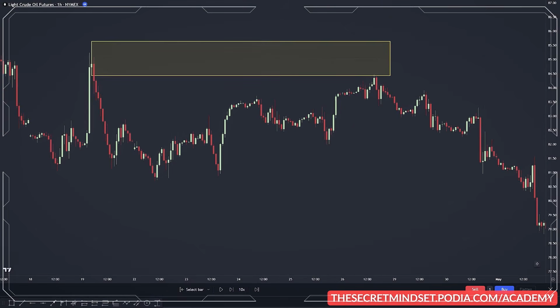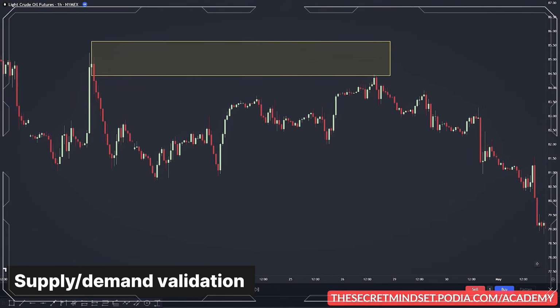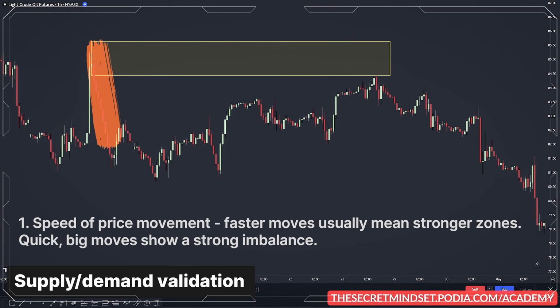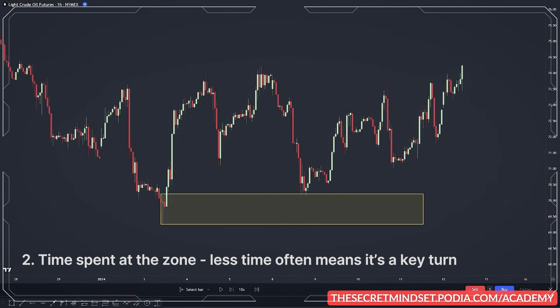involved. To judge how strong a supply or demand zone is, look at these things. First, the speed of price movement. How fast does price move away from the zone after it forms? Faster moves usually mean stronger zones. Quick big moves show a strong imbalance. Second, time spent at the zone. How long does price stay at the level before moving? Less time often means it's a key turning point.